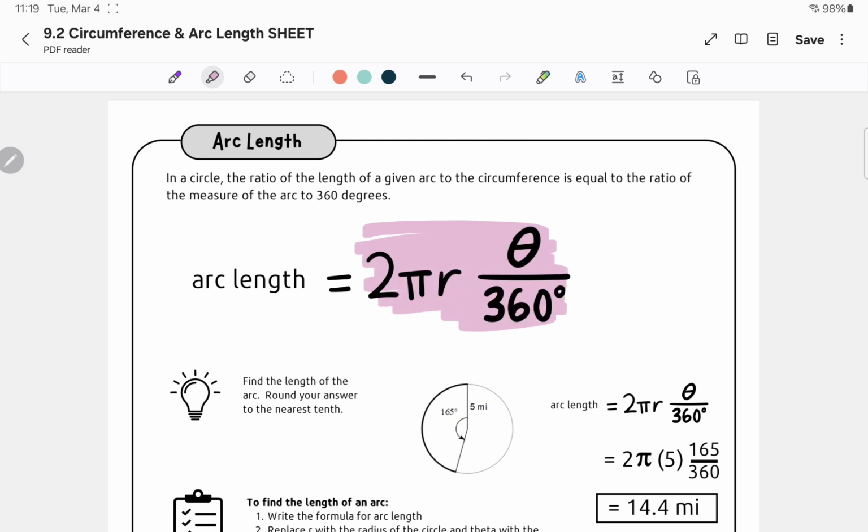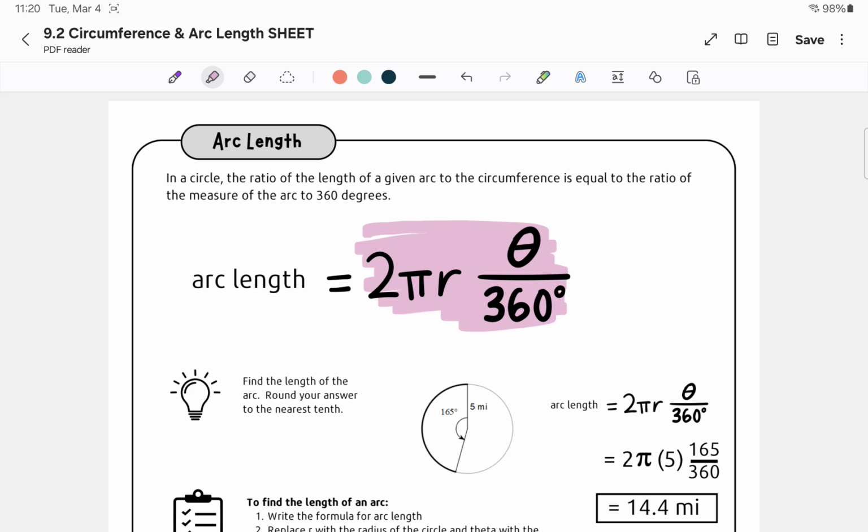Okay, and how do we get this formula? Well, it's the same as circumference, right? 2 pi R. In all of these, they're going to be giving us either the radius or the diameter, and if we know the diameter, the radius is just half of that. So that's where that first part comes from. And then the second part is just theta over 360, right?